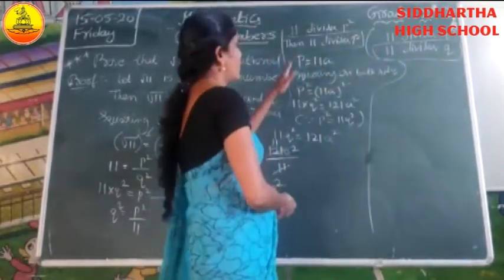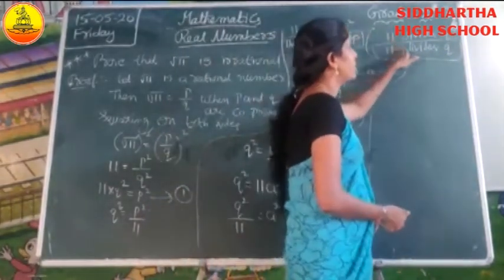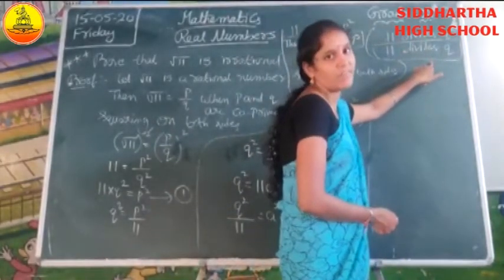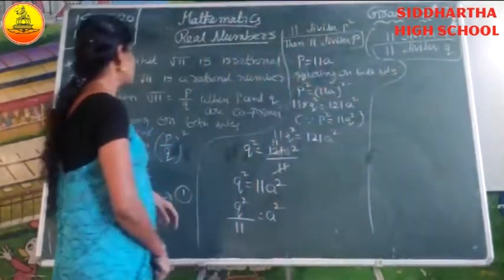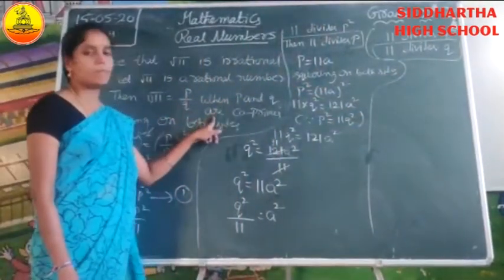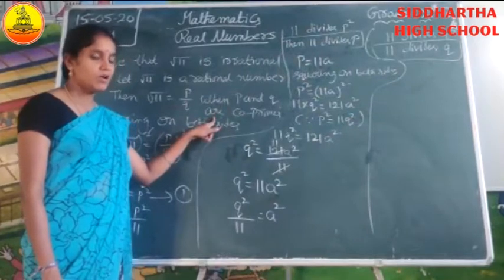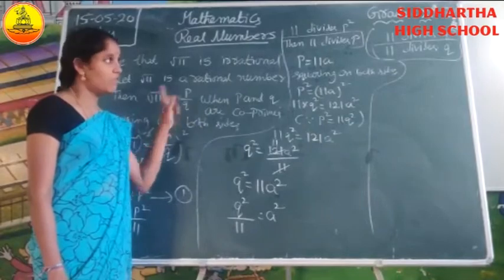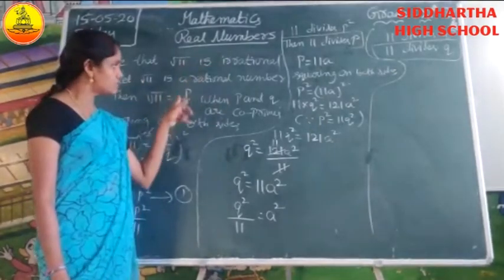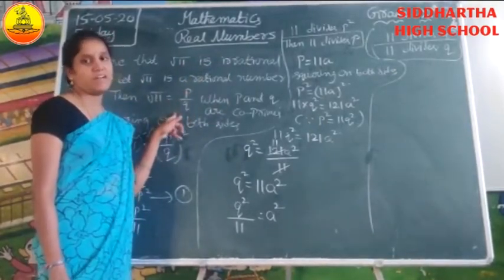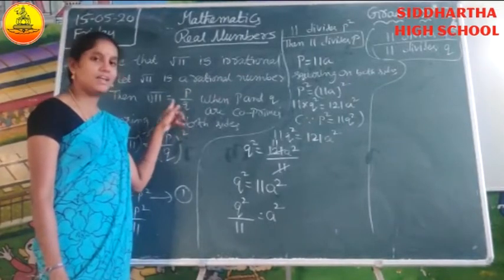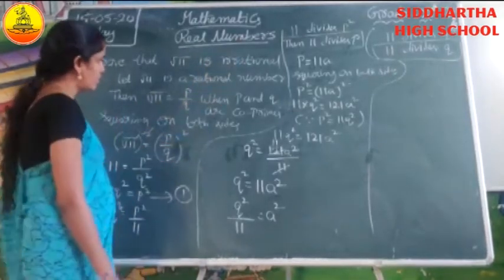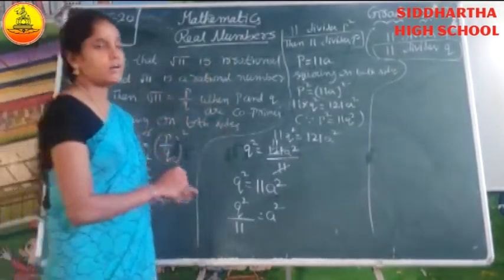Okay. Here what we got? 11 divides P. 11 divides Q. That means P and Q both are divisible in 11 table. But what are their conditions? First, P and Q are co-primes. What is the meaning of co-primes? Co-primes means they should not be divisible in any table other than 1. But what we got? We got P is divisible in 11 table, Q is divisible in 11 table. If both are divisible in any table other than 1, they are not co-primes. So what we thought, that is wrong. So this is a contradiction.